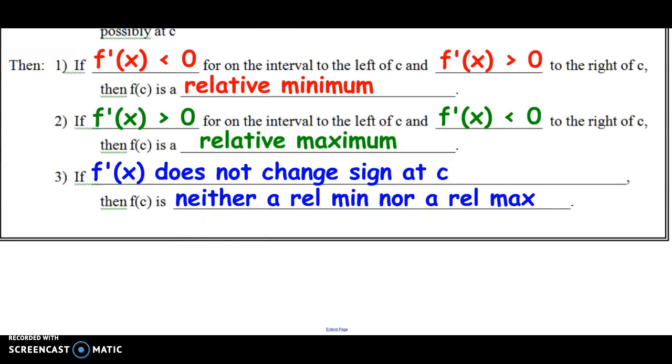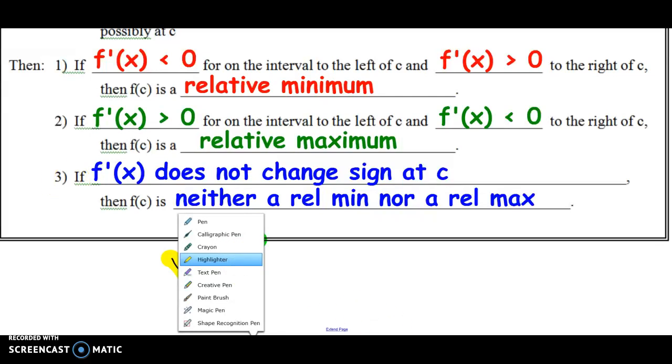Okay. First, deep breath, relax. It's okay. We actually already know this. Let's make this c. So we're taking a look at the first one. Here, f prime of x would be negative. Here, f prime of x would be positive, right? The interval to the left, the interval to the right. If these are true, then we would say that f of c is a relative min. Oh yeah, that makes sense.